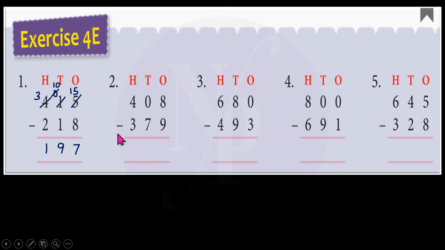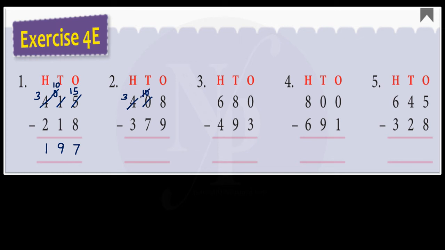Coming to question number 2, we have 408 minus 379. Subtracting 9 ones from 8 ones is not possible. We have to regroup. In tens column, we have 0, so we move to hundreds column. We make this 400s as 300s. Now borrowing 100 to tens column, it becomes 10 tens. So again regrouping is needed.